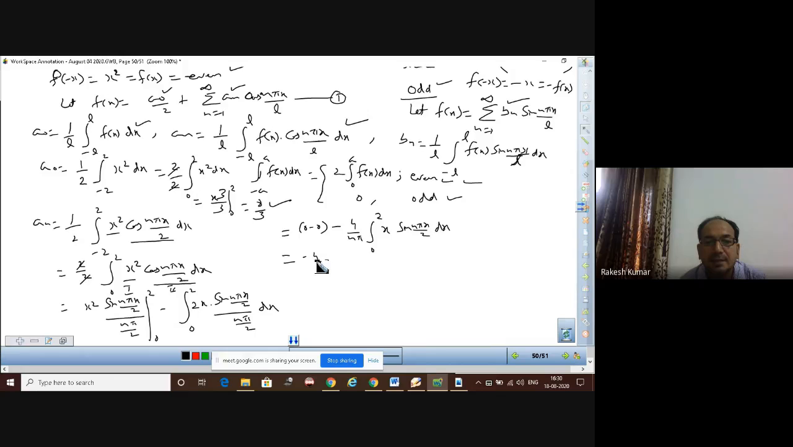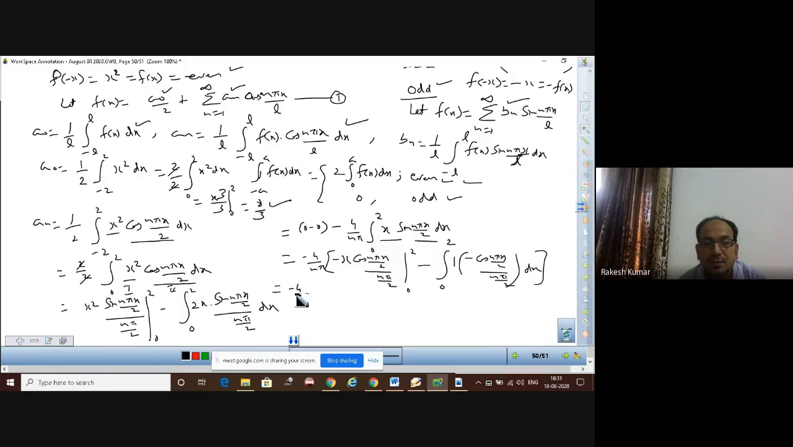Again, integrate it by parts. First function, second function. First function x as it is. Integration of sine will be minus cos of n pi x over 2 divided by n pi over 2, with the limits 0 to 2. Then the derivative of the first function, that is 1, times the integration of sine, which is minus cos of n pi x upon 2 over n pi upon 2, dx.